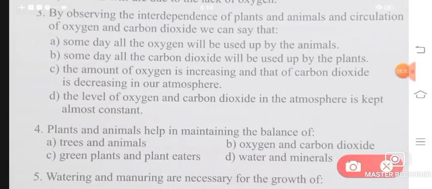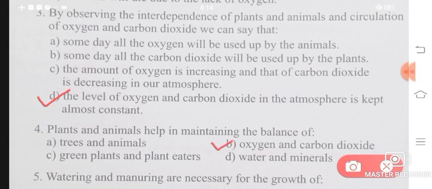Question number 3. By observing the interdependence of plants and animals and circulation of oxygen and carbon dioxide, we can say that. Ab hum isse kya bol sakte hain? The level of oxygen and carbon dioxide in the atmosphere is kept almost constant. Constant yani ke usko change nahi karte hum.